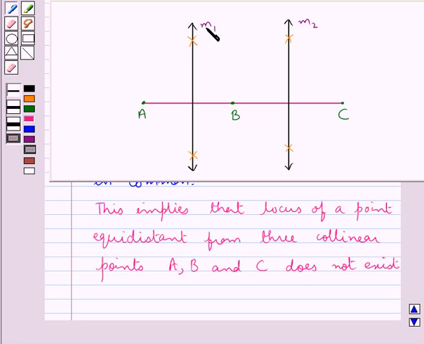Since we know that M1 is the locus of the point equidistant from A and B, M2 is the locus of the point equidistant from B and C, and both the lines M1 and M2 are parallel and they do not have any point in common, so locus of the point equidistant from the three collinear points A, B and C does not exist.